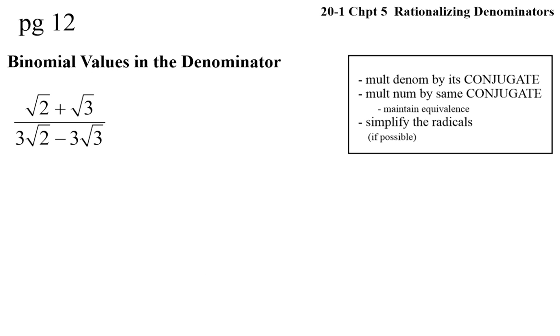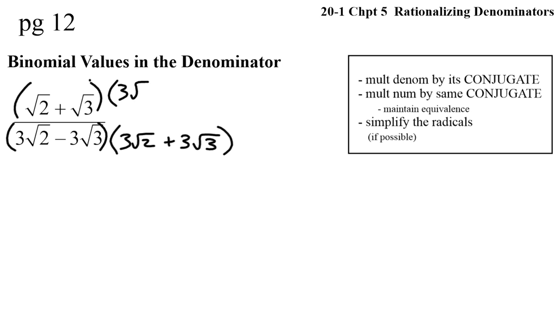All right, here we go. One more. This one's about as big and ugly as it gets, because now we're dealing with a binomial up top and a binomial in the bottom. 3 root 2 plus 3 root 3. Two terms, multiply by the conjugate. I'm going to have to multiply up here by the conjugate as well. 3 root 2 plus 3 root 3.